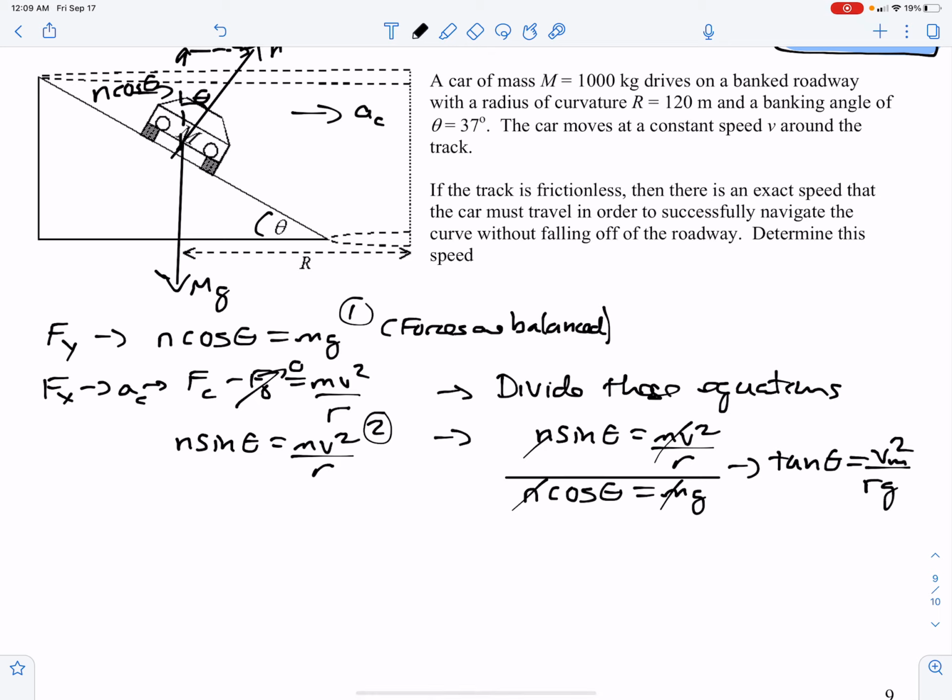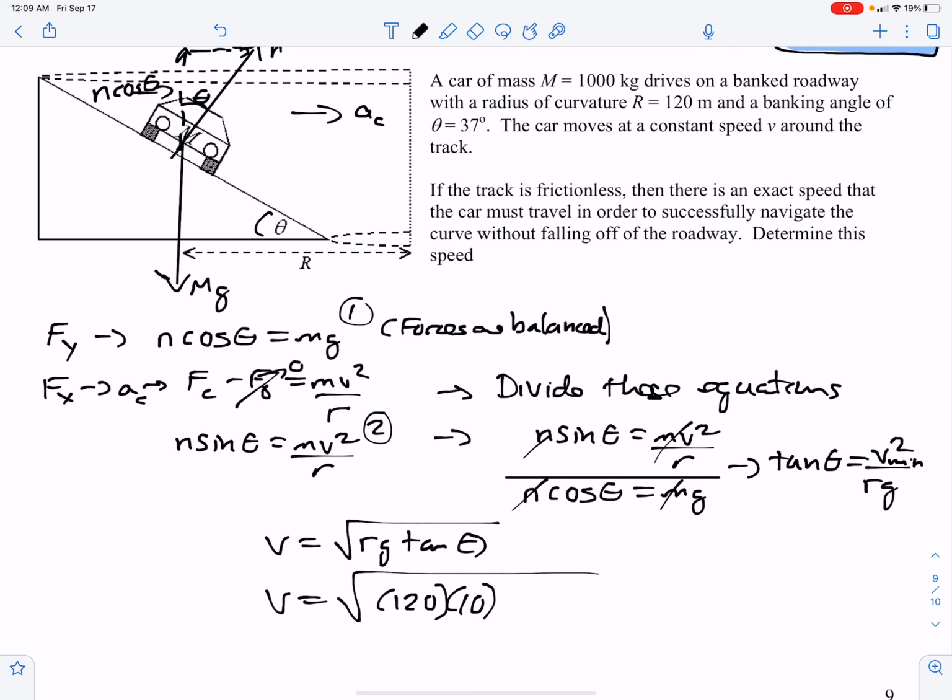We're looking for v min. We're looking for that speed. So we have to multiply by gr or rg and then square root. So v is going to be the square root of r times g times the tangent of the angle. Well, the road is 120 meters to the center times g is 10 times the tangent of 37 degrees. So 1200 times the tangent of 37 is pretty close to 900, and that approximates to about 30 meters per second. So we got to be pretty accurate at about 30 meters per second in order to navigate this circle on the banked curve without any friction.